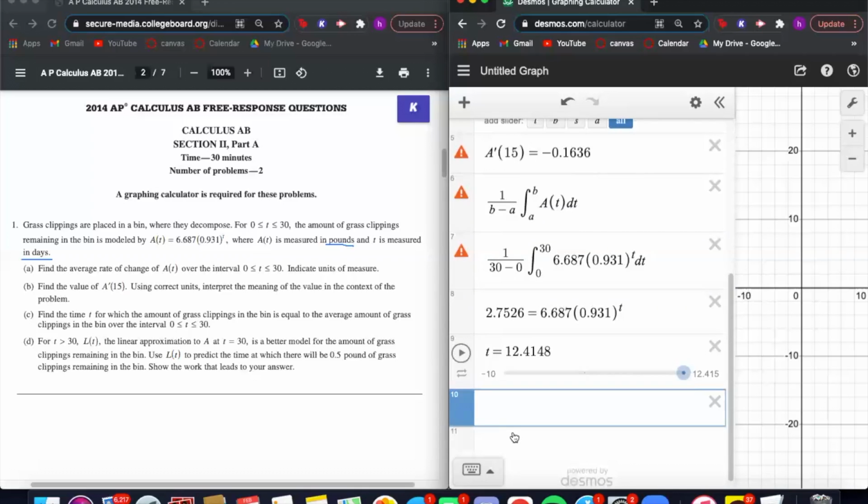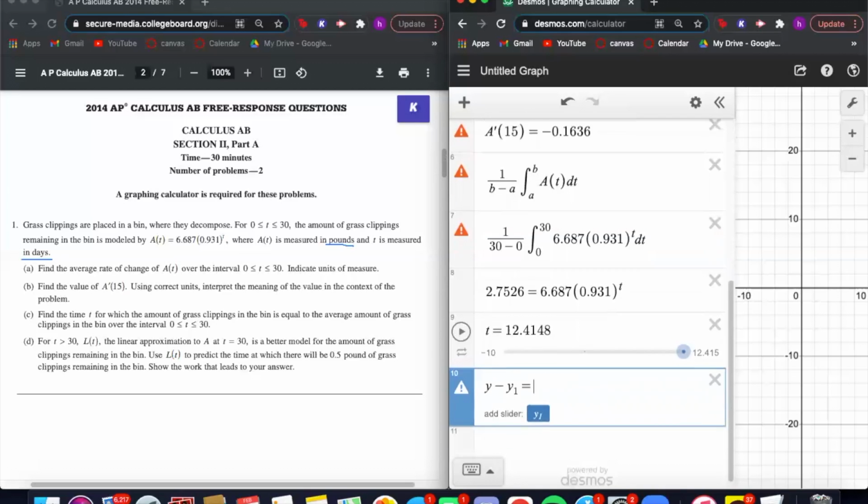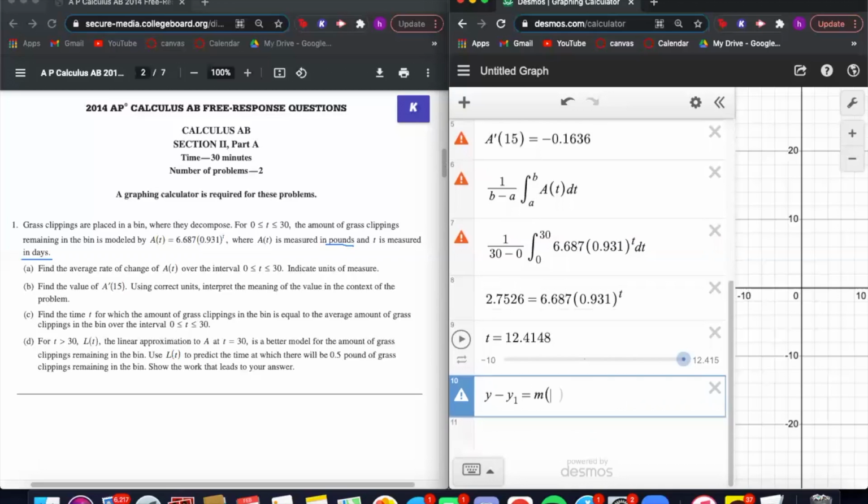Moving on to the last letter, which is D, it says for t is greater than 30, L(t), the linear approximation to A at t equals 30, is a better model for the amount of grass clippings remaining in the bin. Use L(t) to predict the time at which there will be 0.5 pounds of grass clippings remaining in the bin and show the work that leads to your answer. So for this, we have to use the formula y minus y1 is equal to m, which is the slope, parentheses x minus x1.